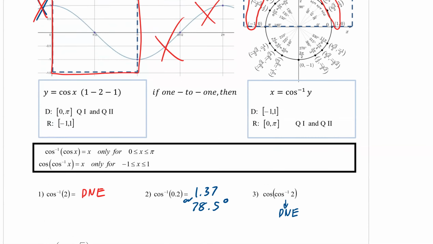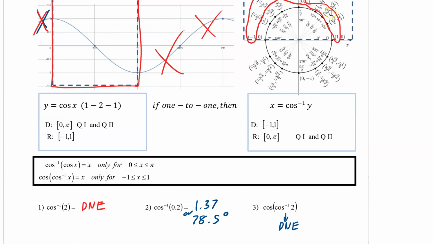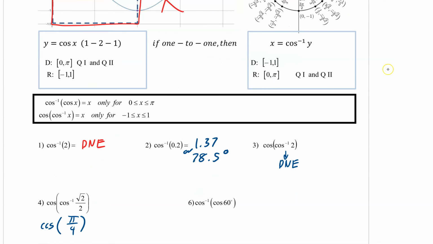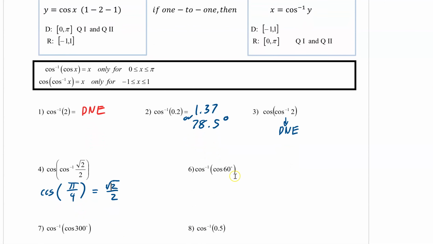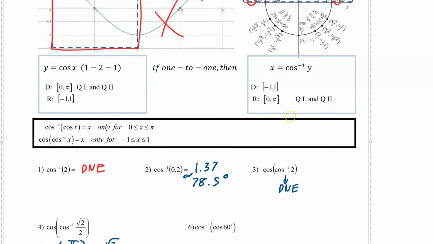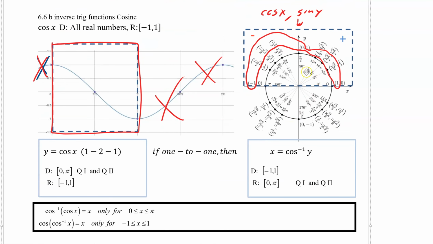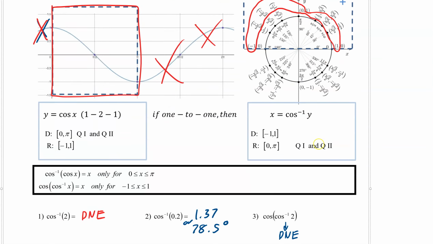And then we go back to cosine of pi over 4, and it says rad 2 over 2. So that's our rule that we had before. So as long as you input something from negative 1 to 1 into this function, it's just going to spit it right back out. So we could have just said, oh, that's rad 2 over 2 because of that. All right, let's try a 60 degree now. So cosine of 60, go back up. Cosine of 60 would be a half.